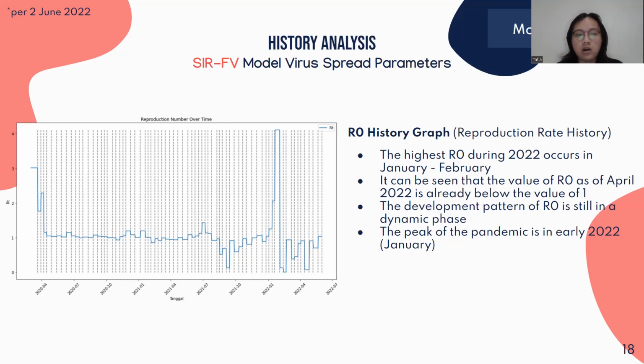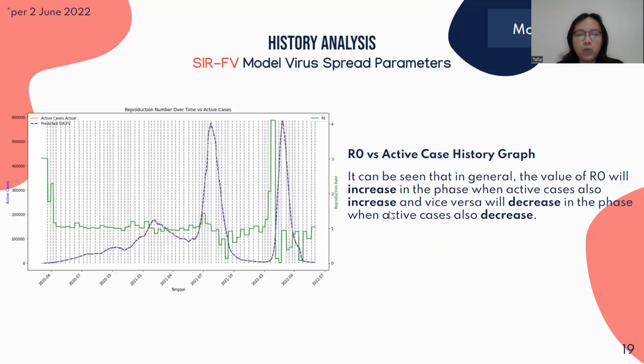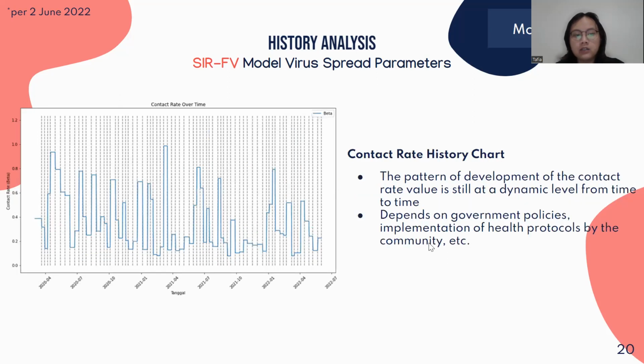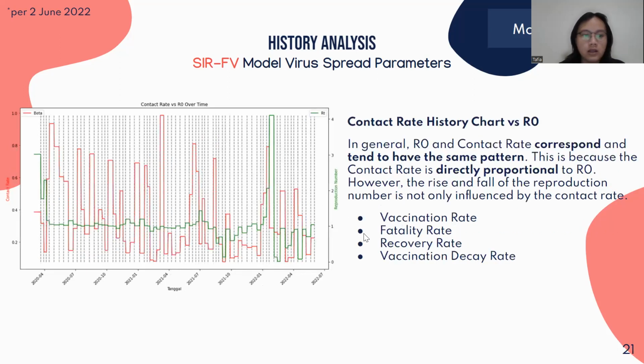At the beginning of the pandemic, the R0 value was high at 3.01 because there were still many individuals who were susceptible to infection. This is because no individual has been infected or immunized naturally or through vaccination. When compared with active cases in Indonesia, it can be seen that in general, the value of R0 will increase in the phase when active cases also increase, and vice versa will decrease in the phase when active cases also decrease. Also, looking at the contact rate history graph, it can be seen that the pattern of development of the contact rate value is still at a dynamic level from time to time, depending on government policies, implementation of health protocols by the community, etc. When compared with the history of R0 in the figure, it can be seen that in general, R0 or reproduction number and contact rate correspond and tend to have the same pattern.